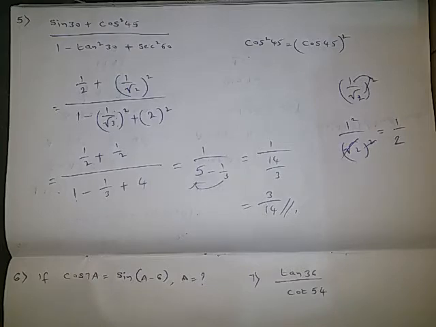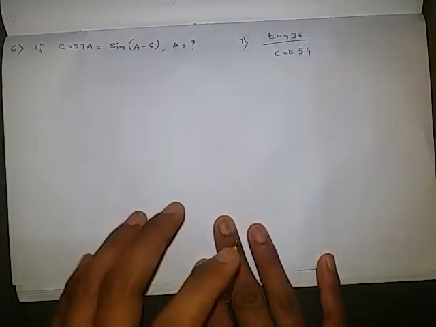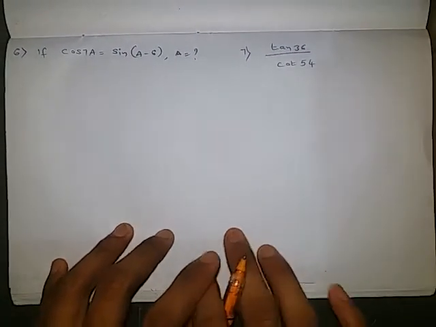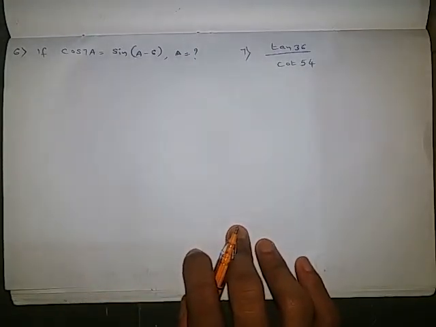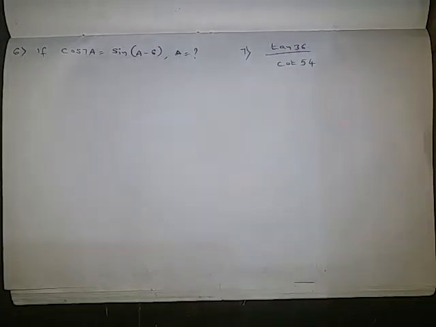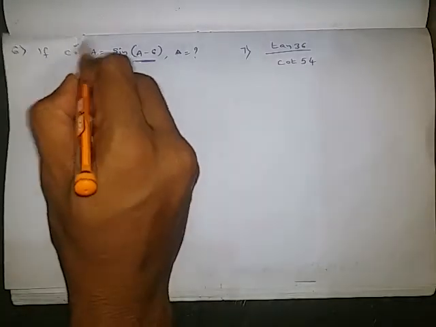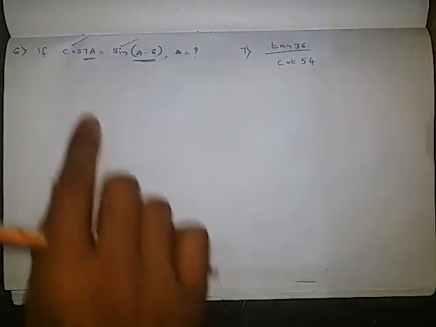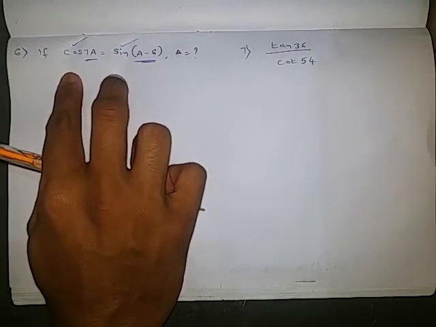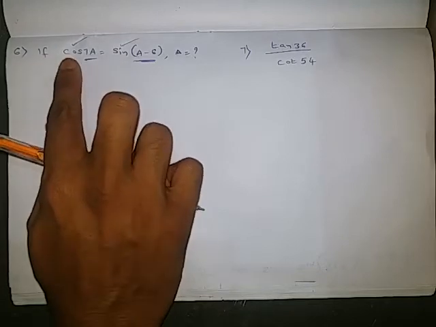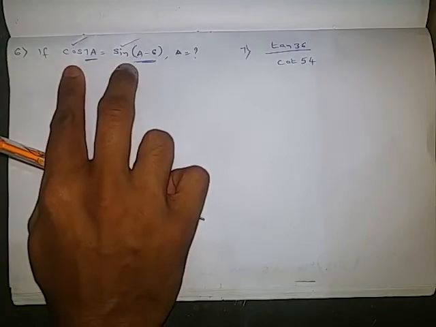Okay, now let's move to the next type of concept, that is complementary angles. The question is given as, if cos 7a is equal to sine of a minus 6, then what is the a value? First, to compare these angles, the trigonometric ratio should be the same, but here the left side is cos and the right side is sine, so both are different, we cannot compare now. So our first duty is, we need to change either one and make both of them equal to each other.